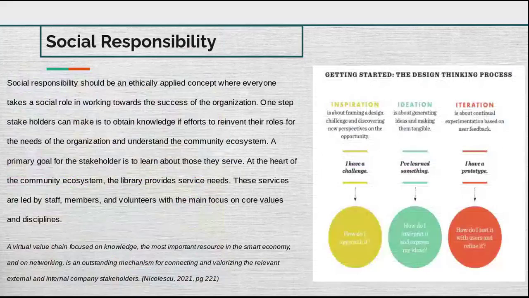To the right, we have the design thinking process created by IDEO. It's a three-part process starting with inspiration, ideation, and iteration. Something to think about is, do you remember the last time you were part of a design thinking process? Try to remember a project you started with a team.